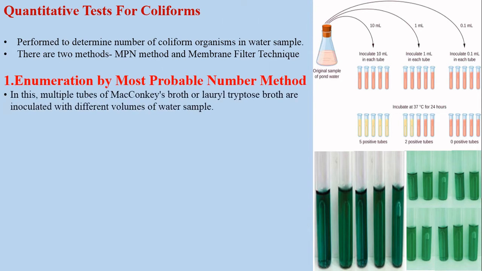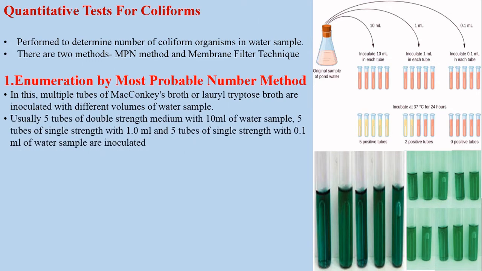In this method, the multiple tubes of MacConkey's broth or lauryl tryptose broth are inoculated with different volumes of water sample. In addition to these two media, sometimes one more medium, that is BGLB, brilliant green lactose bile broth medium, can also be used for the determination of MPN of the water sample. Usually 5 tubes of double strength medium of any of these media are inoculated with 10 ml of the water sample. 5 tubes of single strength are inoculated with 1 ml of the water sample, and again 5 tubes of single strength medium are inoculated with 0.1 ml of water sample.